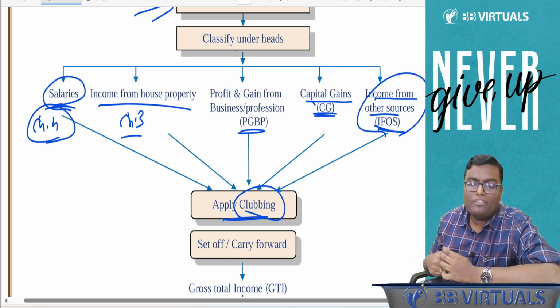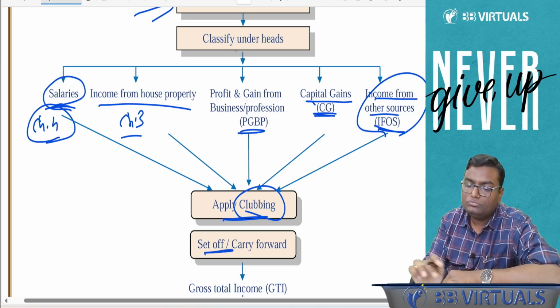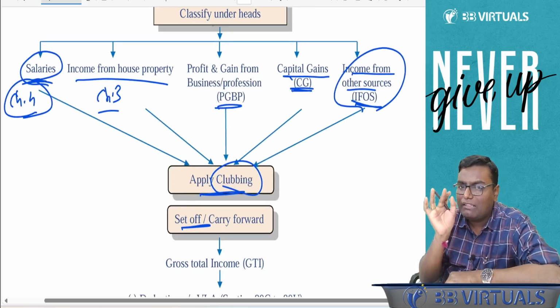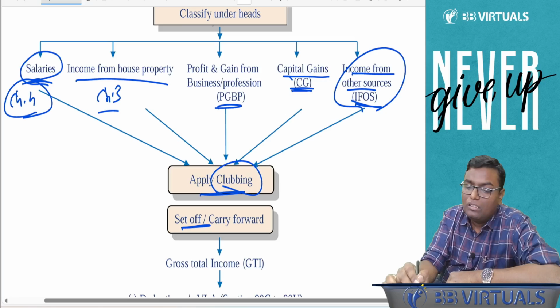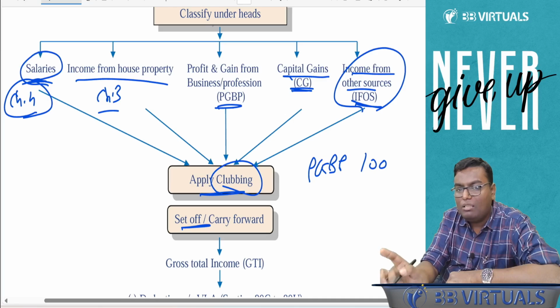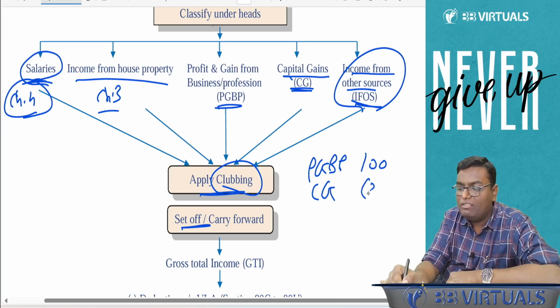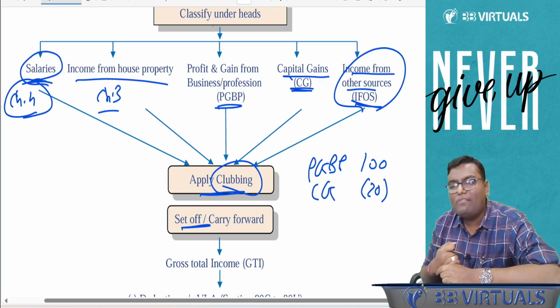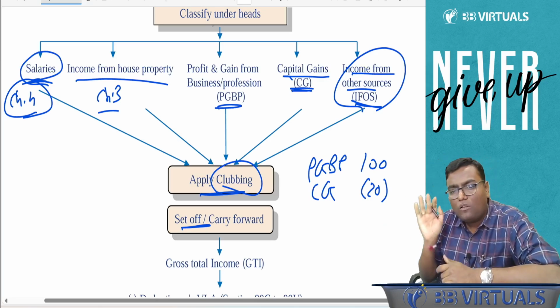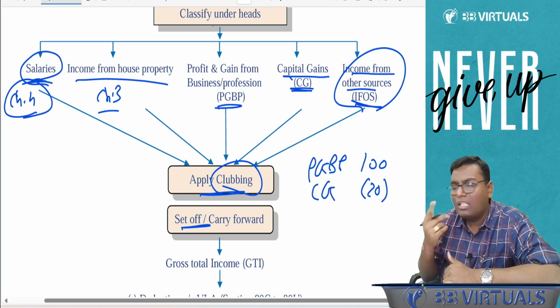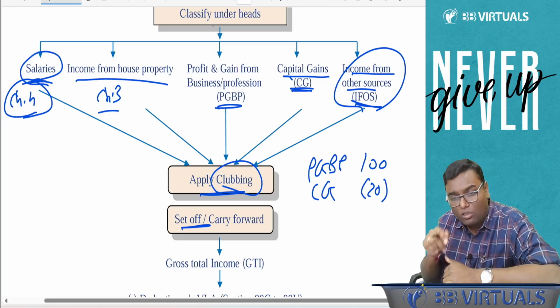Now, what is set off carry forward? Whatever I'm asking, you just tell me the answer in the chat box. Let's say I have income of 100 rupees in my business. So PGBP income is 100. But while I sold my old properties, I generated a loss. So my capital gain is negative 20. Now what will I do? I will ignore the loss of 20 rupees and I will pay tax on 100 rupees of income. Is it what I will do?